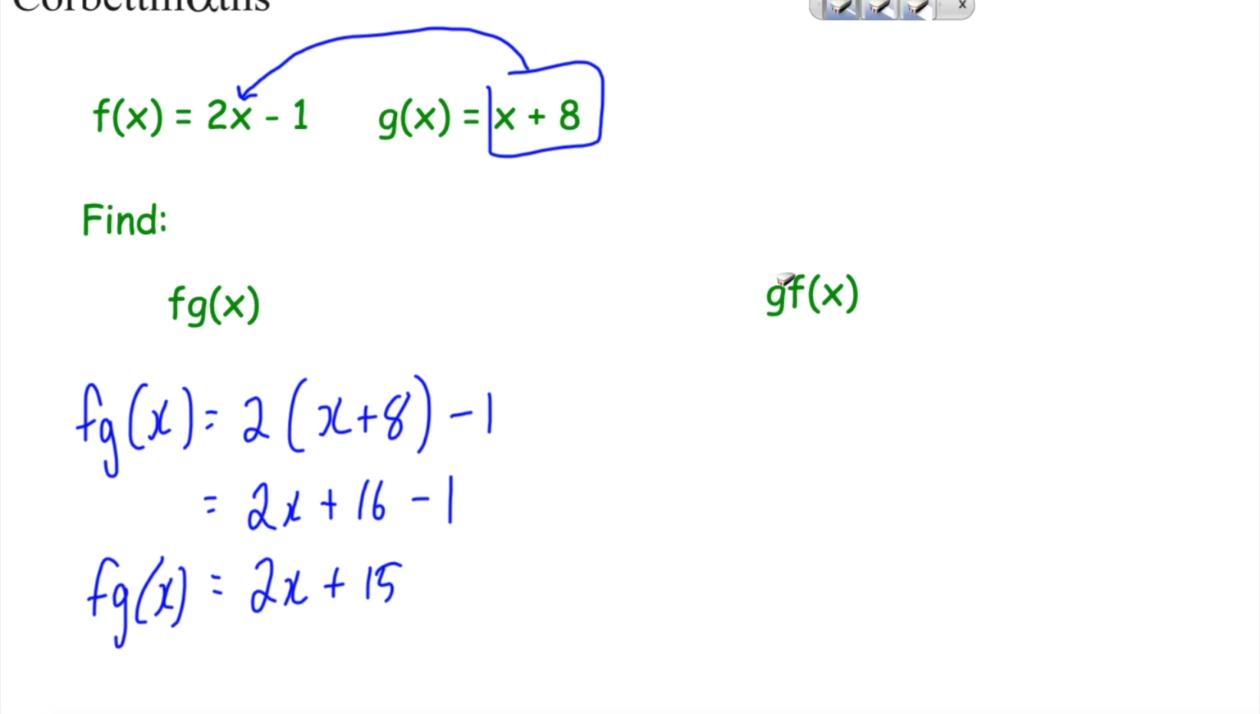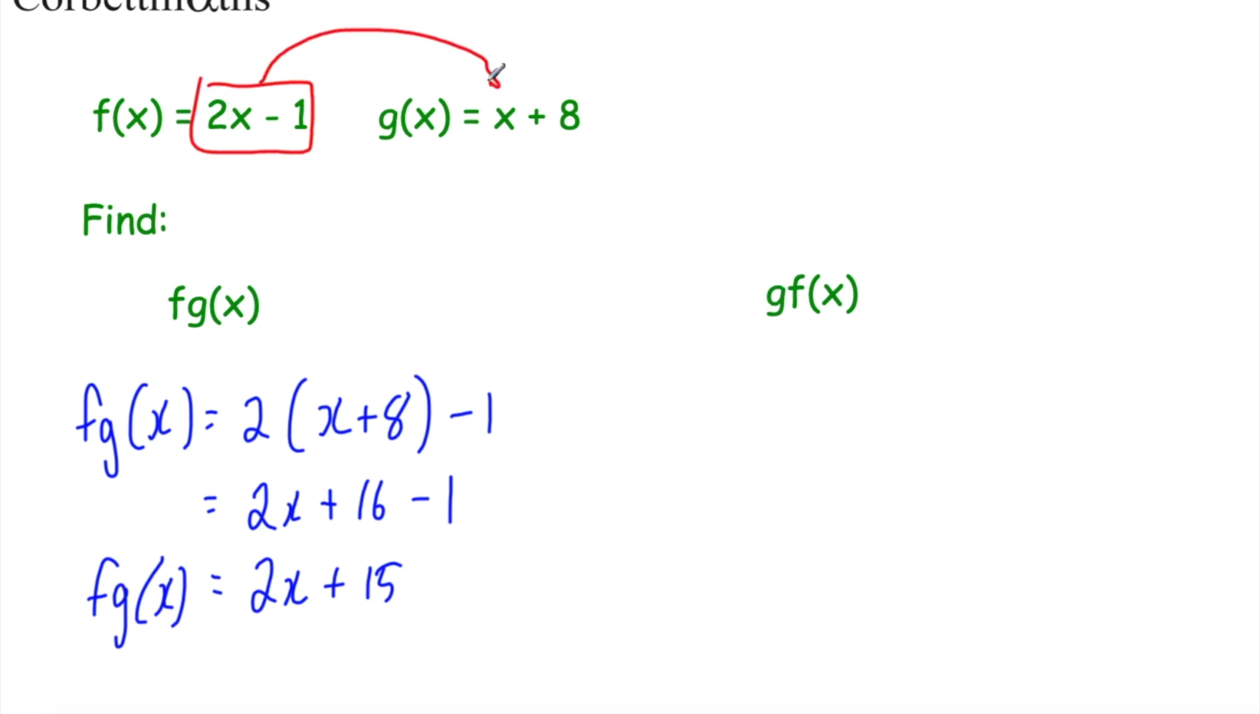Okay, now let's have a look at finding gf of x. Okay, so in terms of gf of x, well, we're going to apply function f to begin with. So if we start off with x and we apply function f, we get 2x minus 1. And then we're going to apply function g, so we're going to substitute this into function g. So instead of writing x, we're going to write 2x minus 1.